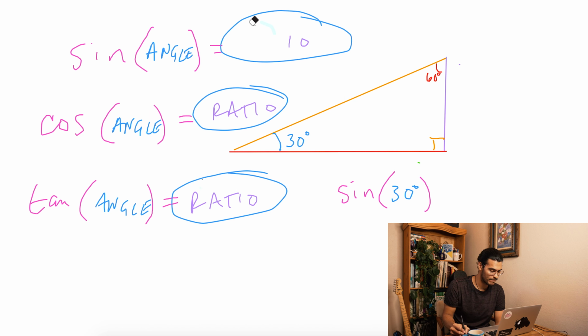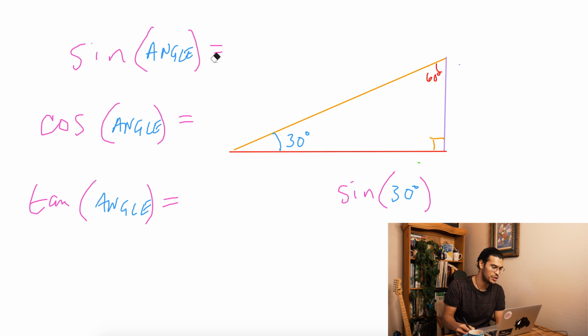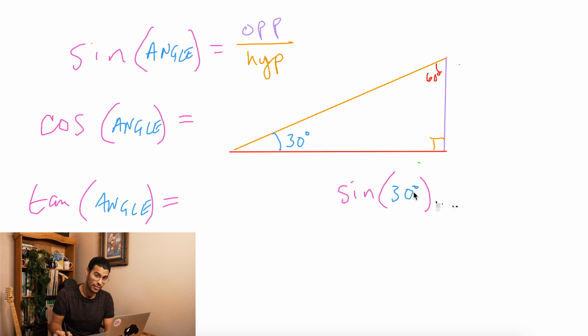Sine is the ratio of opposite side over your hypotenuse. Let's take a look at what I've drawn in here. If we're looking at sine of 30 degrees, this is the angle we're looking at. So once we pick an angle that we're looking at, the ratio is always from the perspective of that angle.